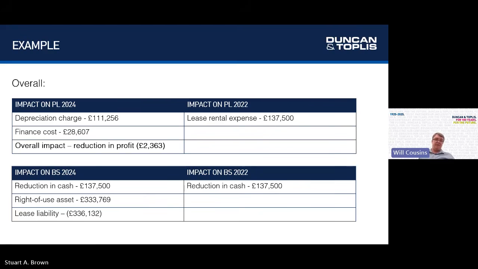And then in terms of the impact on the balance sheet, we've still got the reduction in cash. We are still paying the net lease liabilities over. We've also got the right of use asset, which we mentioned is the present value brought forward less the depreciation charge for the year. And then we've got the net present value of the lease liability at the period end, with that difference being the movement in the profit and loss.